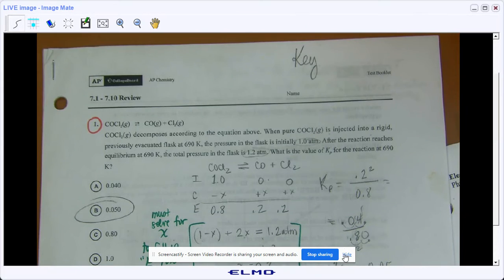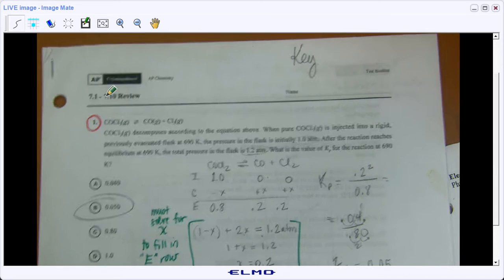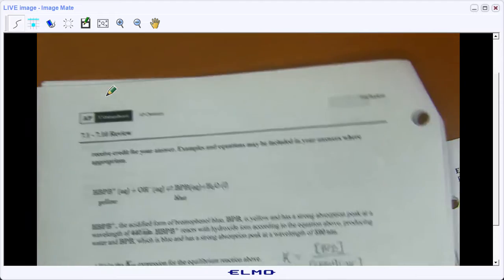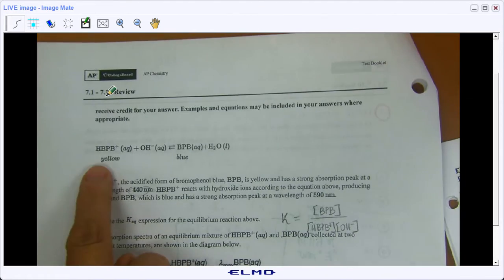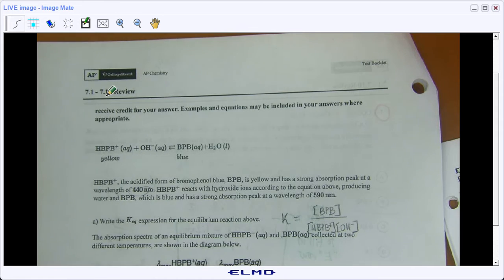This is the long-awaited video of number 3 of the 7.1 to 7.10 review. It's a free response. And you have this equilibrium system of a yellow HBPB and a blue BPB. This is bromothymol blue, and it's bromophenol blue.